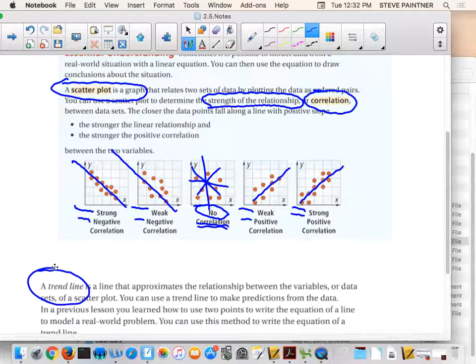In the previous lesson, you learned how to use 2 points to write equations of a line to model real-world situations. You can use this method to write the equation of your trend line. You're going to draw a trend line, you're going to write the equation, and then you're going to use the equation to answer questions. We're going to do how many problems? One. Turn the page. Here we go. This is the first problem we're going to do. This is the last problem we're going to do.